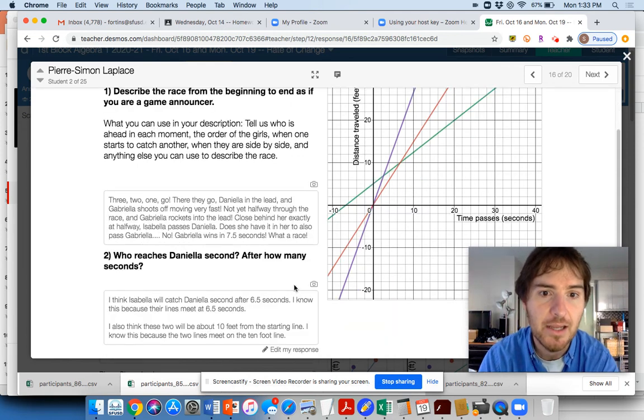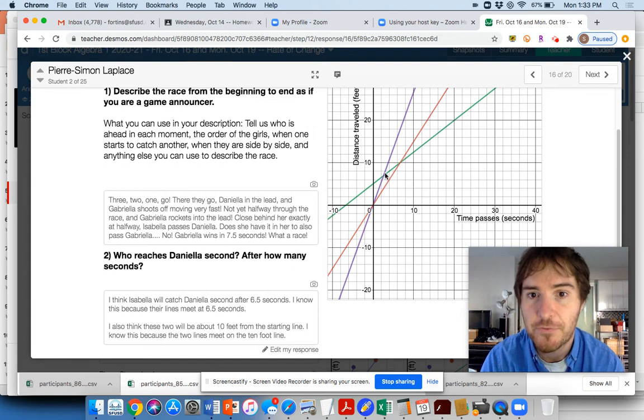Who reaches Daniela second after how many seconds? Oh, we already talked about that in the last slide. Didn't that already come up? Daniela got there second. And that was the one in red here. So first, Gabby passed Daniela at about 2.5 seconds. And then here, second one, this red one here is going to pass.